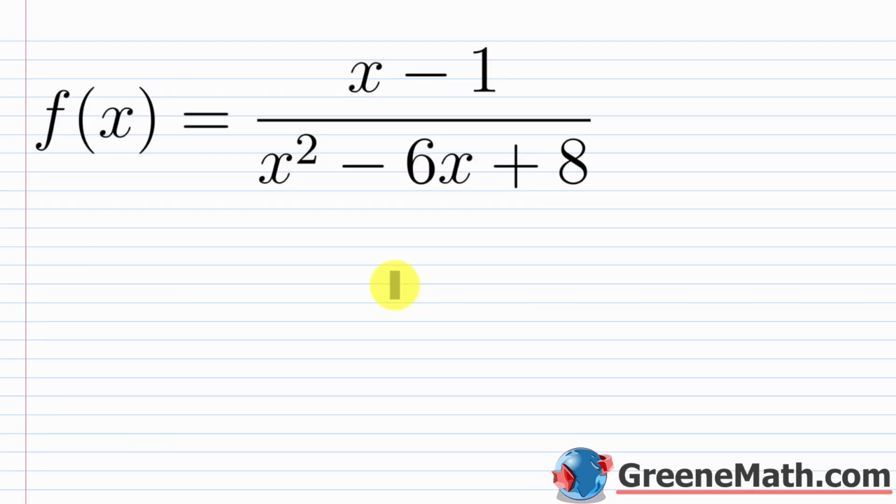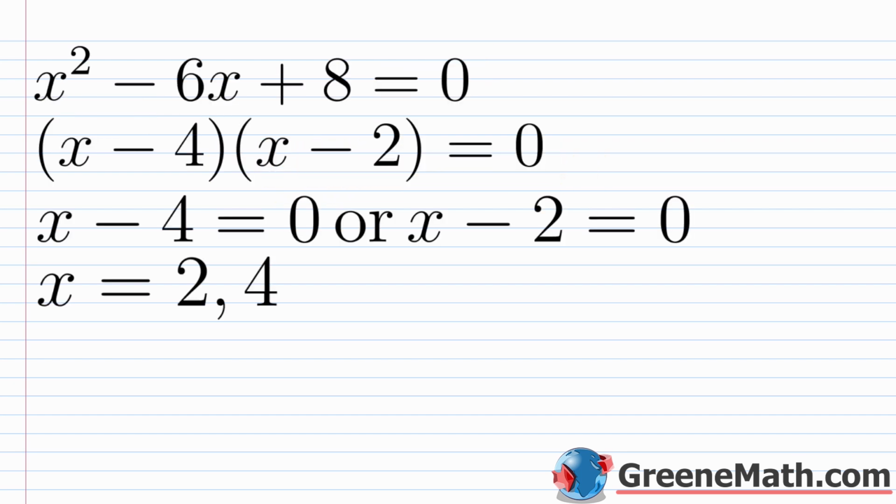All right, let's start off with f of x equals x minus 1 over x squared minus 6x plus 8. The first thing I'm going to do is find the vertical asymptotes. Take the denominator, set it equal to 0, and solve. So if we factor this, we get the quantity x minus 4 times the quantity x minus 2, set that equal to 0, zero product property, x minus 4 equals 0, or x minus 2 equals 0. We solve each one, you get x is equal to 2, or 4. So those would be your vertical asymptotes.